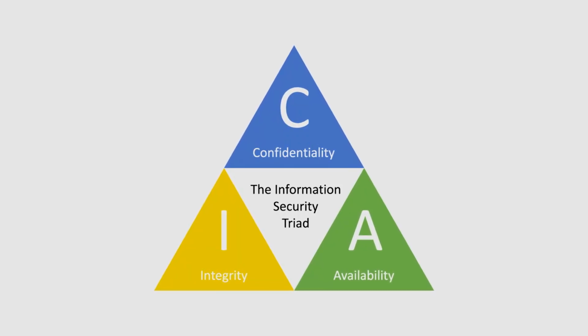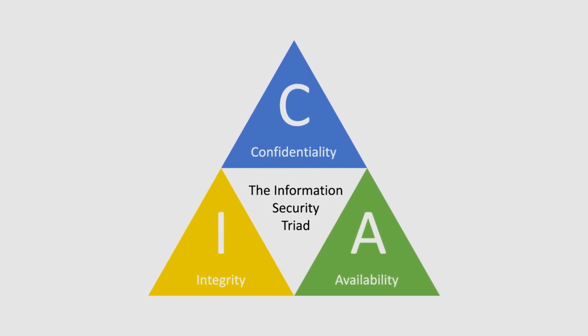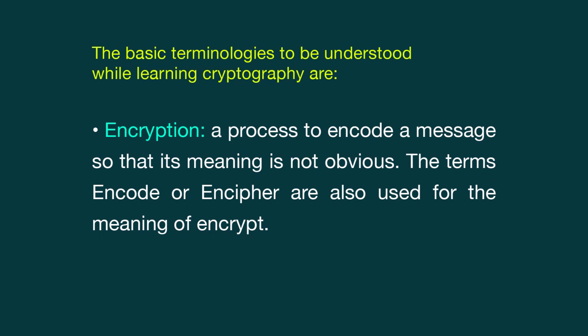Confidentiality, integrity and availability are the three pillars upon which an efficient information system is constructed. Hence, these security failures must be addressed seriously. Encryption is a technique used to address all these problems. The most fundamental building block of secure computing is encryption, which is a method of maintaining secure data in an insecure environment. The basic terminologies to be understood while learning cryptography are: encryption, a process to encode a message so that its meaning is not obvious.